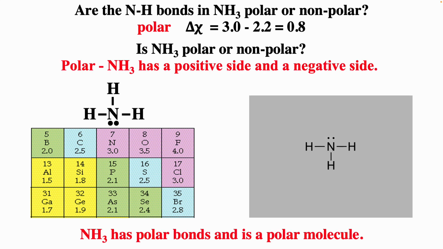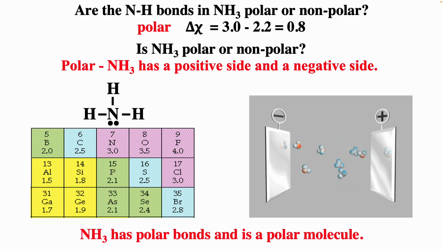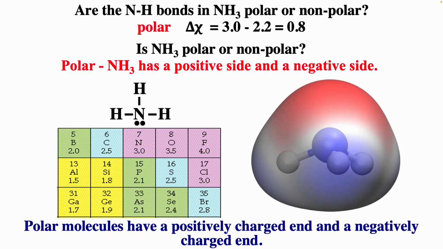Unlike BF3, ammonia has 4 atoms and 3 polar bonds, but the trigonal pyramidal shape means that the bond polarities reinforce each other. Thus, ammonia is highly polar for the same reason that water is. And so again, the molecules would orient themselves in the electric field, and again, the importance would be that the interaction between the molecules would be stronger because the molecules are polar.